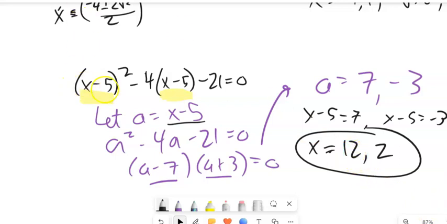And if I'm ever not sure if I'm right, plug it back in. Plug 12 back in for x. This will evaluate to a 0. Plug 2 back in for x. This will evaluate to a 0.